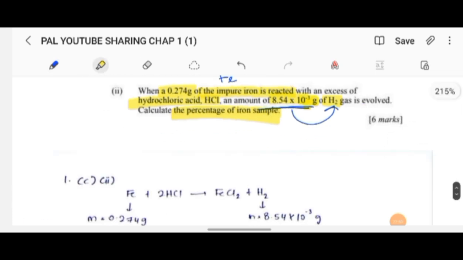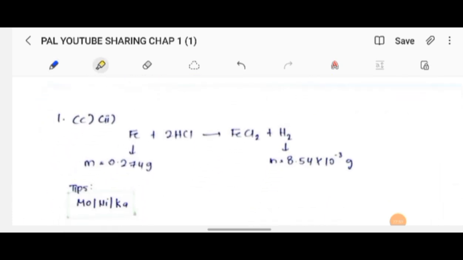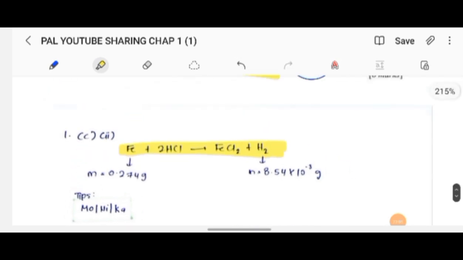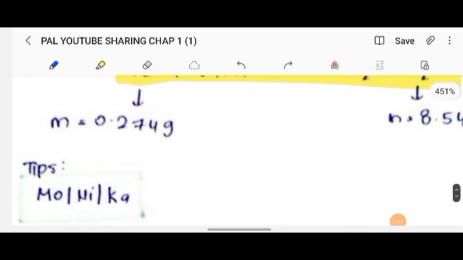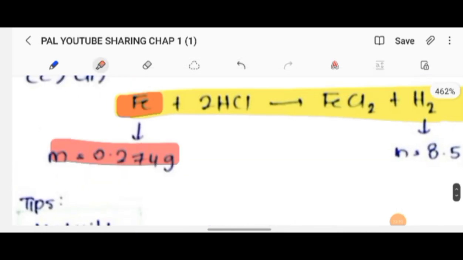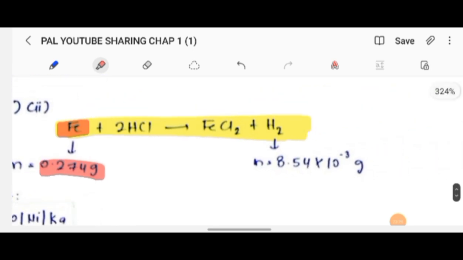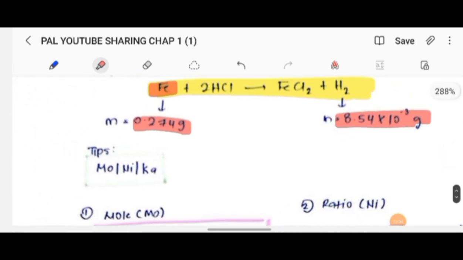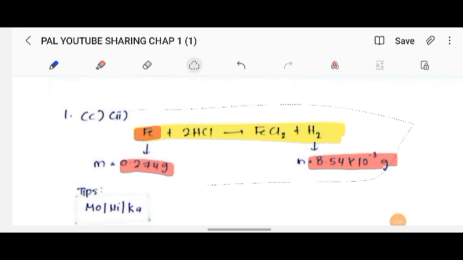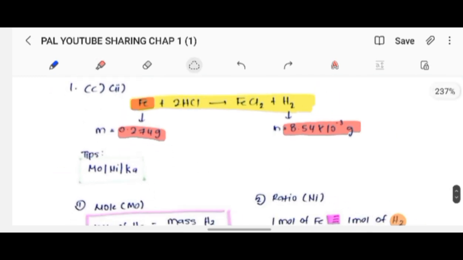My tip is that I suggest you write the balanced equation, and then gather the information from here. Fe has 0.274 gram as its mass, and H2 has 8.54 times 10 to the power of negative 3 gram. So this is the information we have. After that, once we have the information, we can do the calculation.